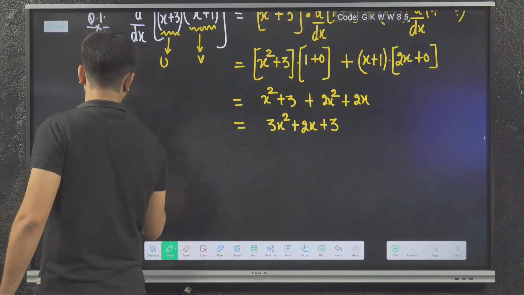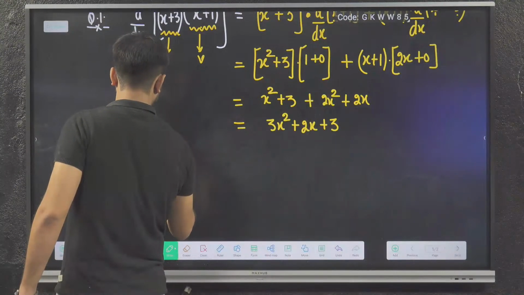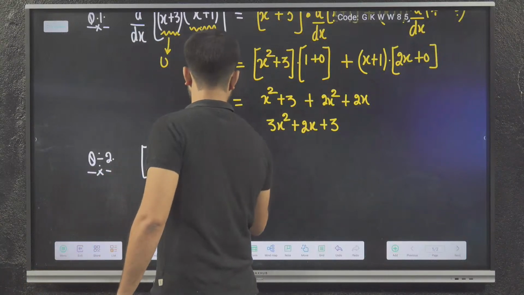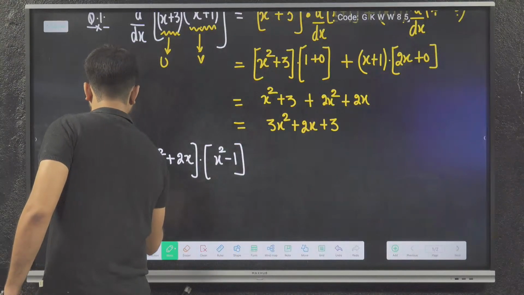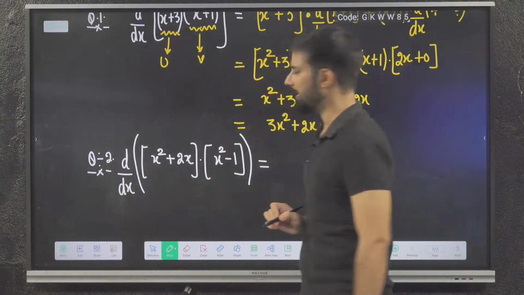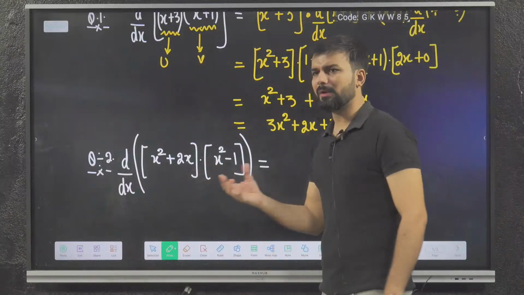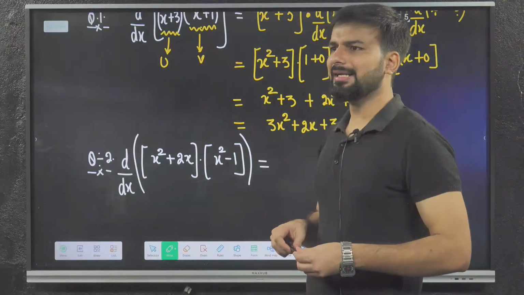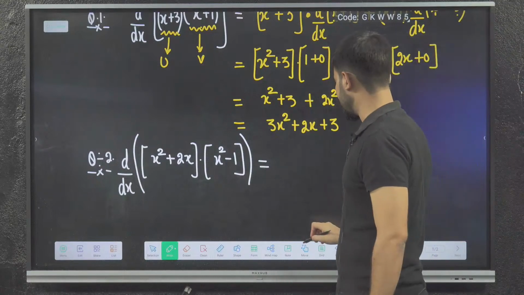Question number 2 you are having. The next question is something like this: (x square plus 2x) into (x square minus 1). Find the differentiation of this, beta. Everyone try to solve it. It looks very big in number, but once you know the concept, the answer automatically comes out. So don't worry, just try to solve it.